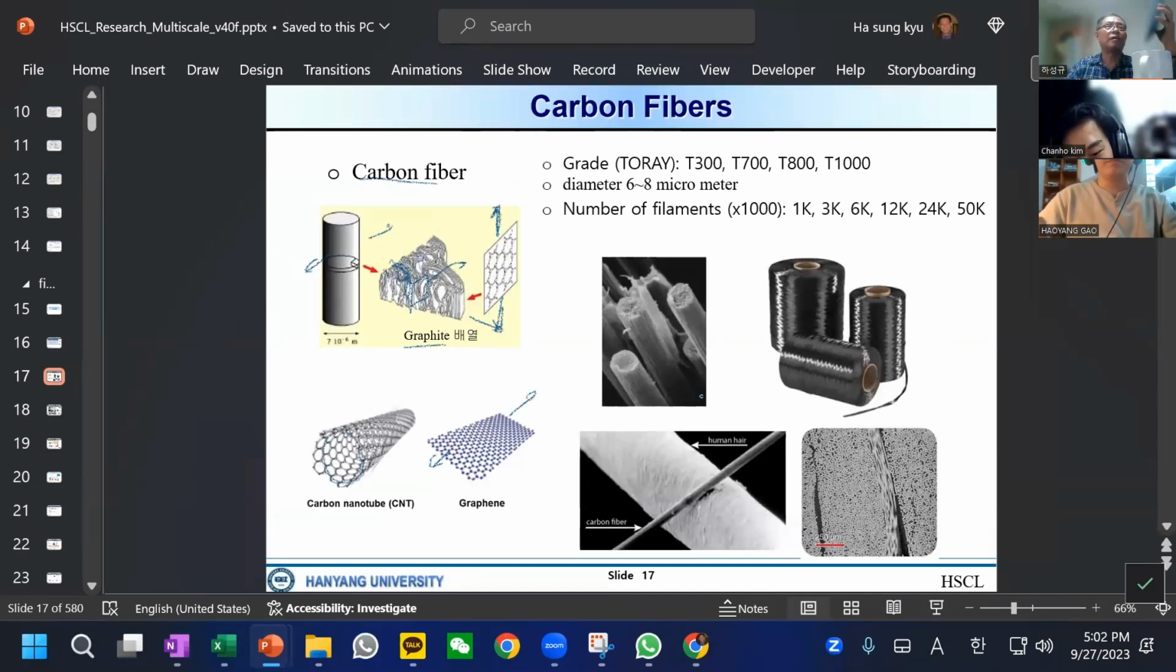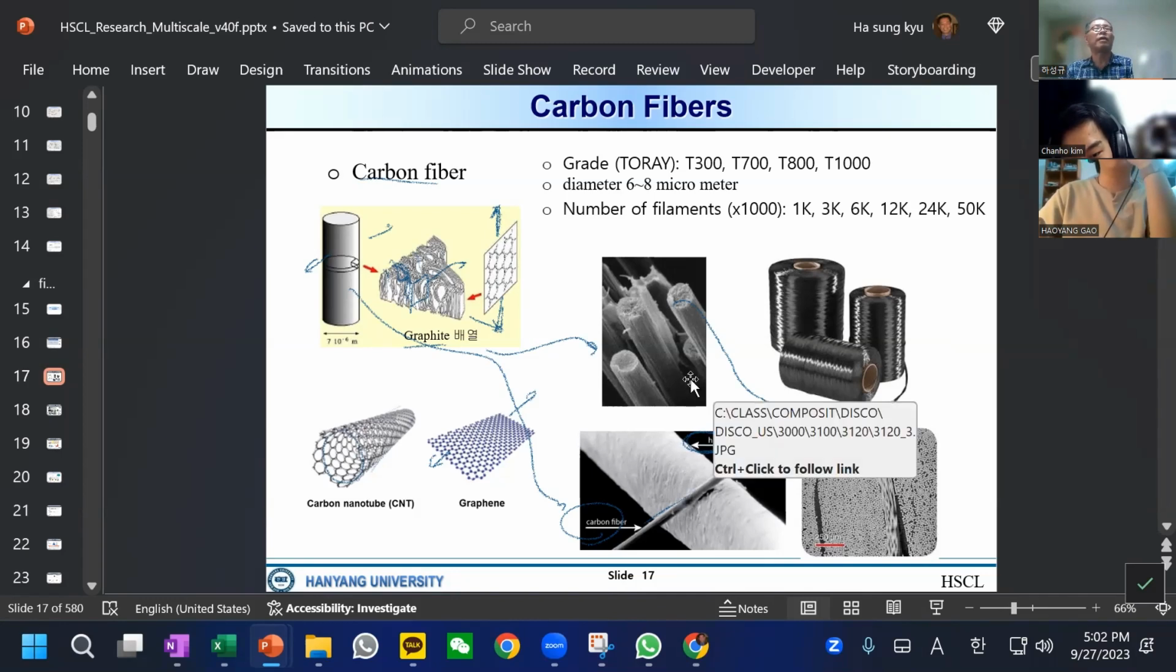Well, this is the carbon fiber, one of these, and one of these. There are 25,000. And you compare with the human hair, which is easily visible compared to carbon fiber. So that's why the carbon fiber is so small and cannot be easily visible.